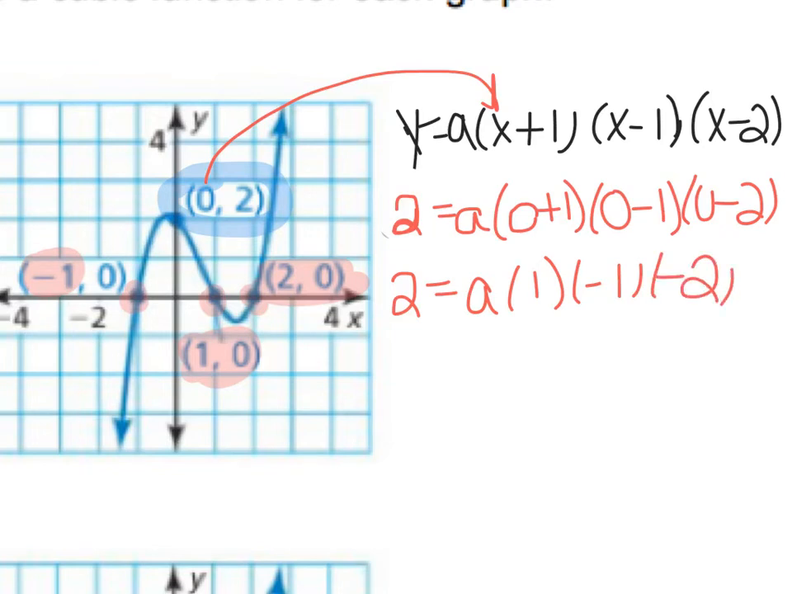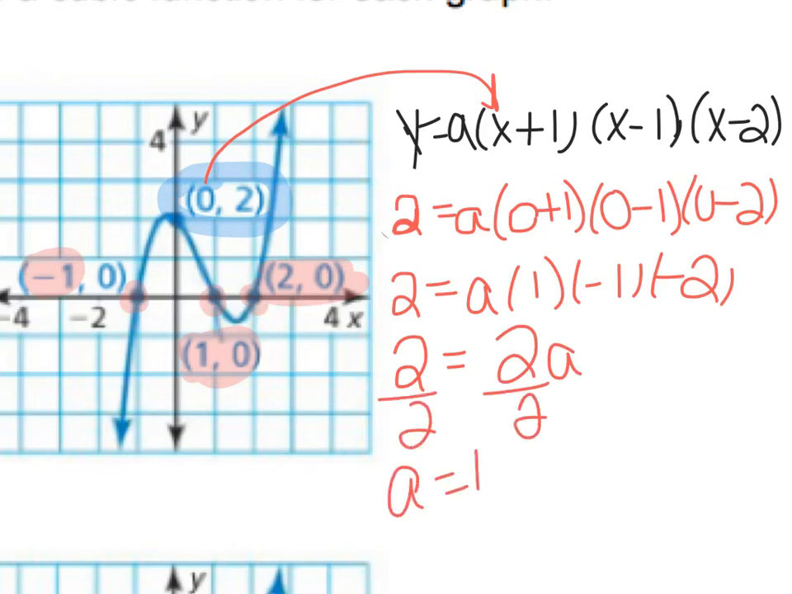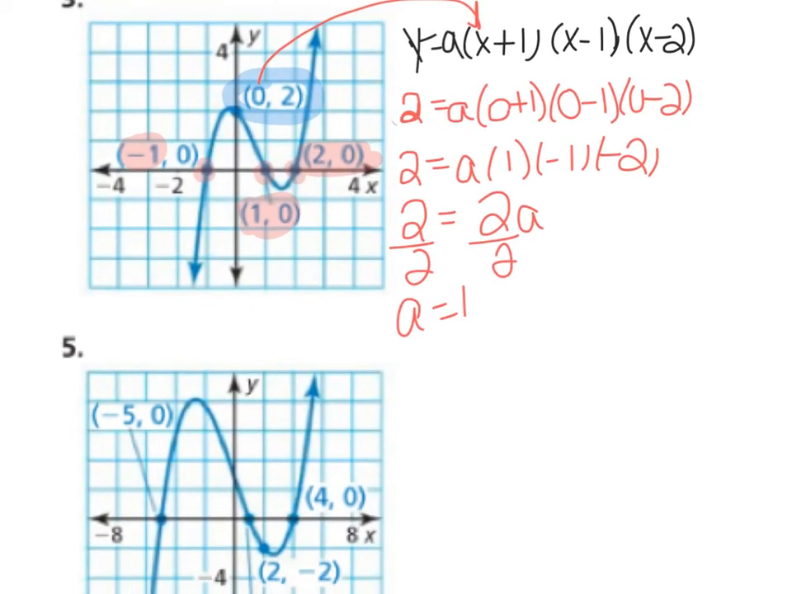And 1 times negative 1 times negative 2 is positive 2, so I have 2 equals positive 2 times a. If I divide by 2 on both sides, I get a equals 1. So when I go to write my final answer, I'm just going to put 1 in for a. So I'd have y equals 1 times x plus 1, x minus 1, x minus 2. And there would be our final answer.